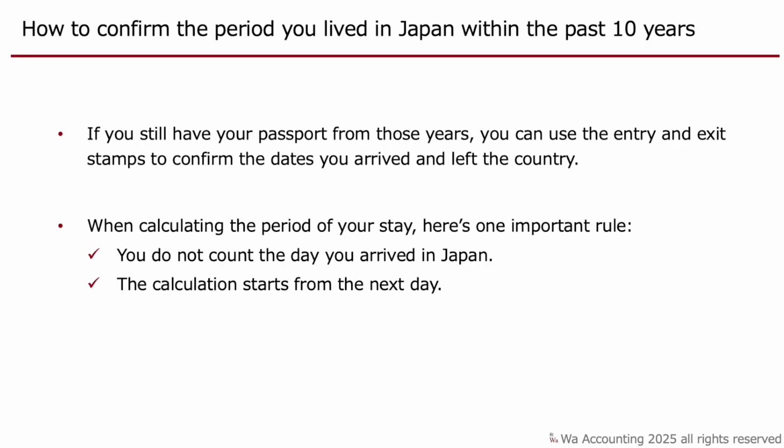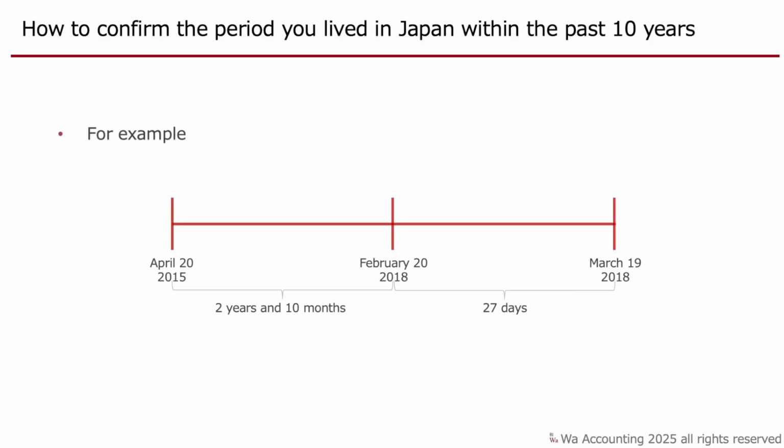When calculating the period of your stay, here's one important rule. You do not count the day you arrived in Japan. The calculation starts from the next day. For example, let's say you entered Japan on April 20th, 2015 and left on March 19th, 2018. In that case, the count starts on April 21st, 2015.